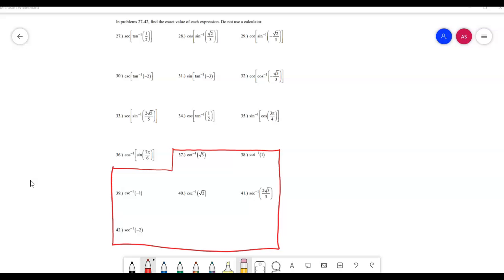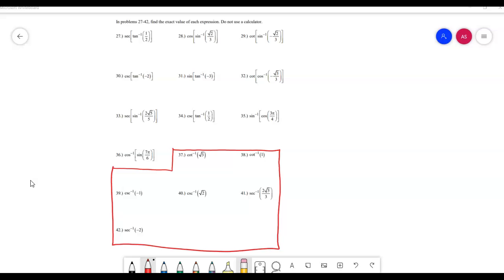types. So 27 through 36 are definitely composition. You're composing functions, so you're going to find the input of one function, or you're going to evaluate a function, so you're going to plug a number into the inner function, find the output, and then plug that into the outer function. So you're composing. All of these are composing except the last six.